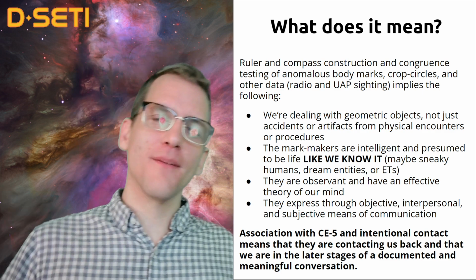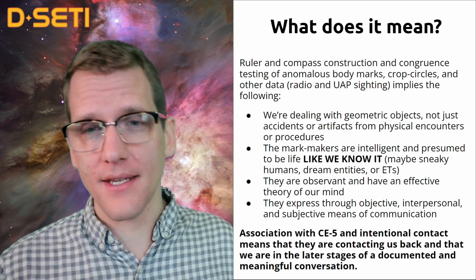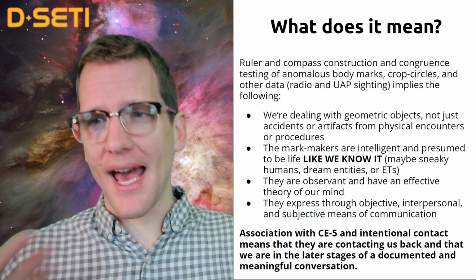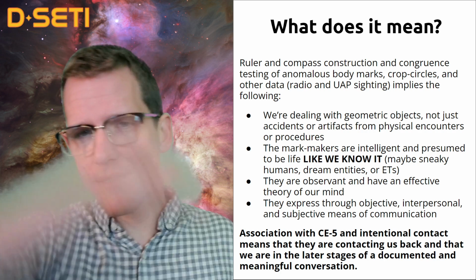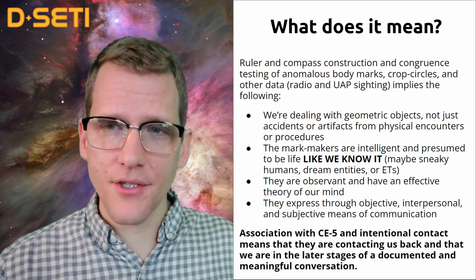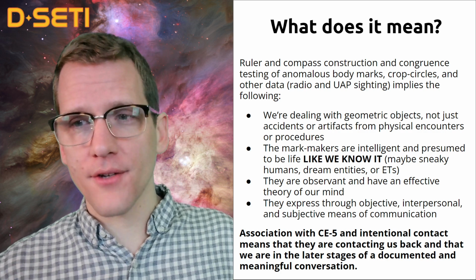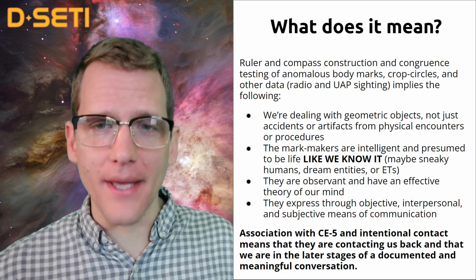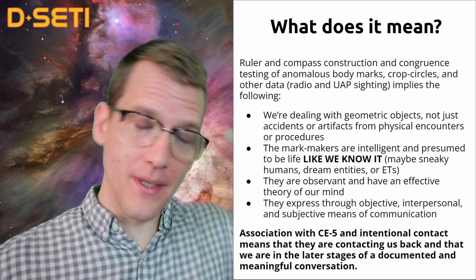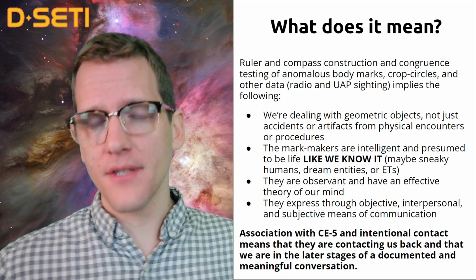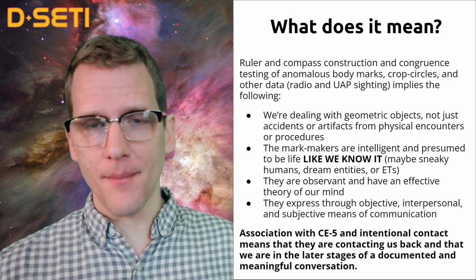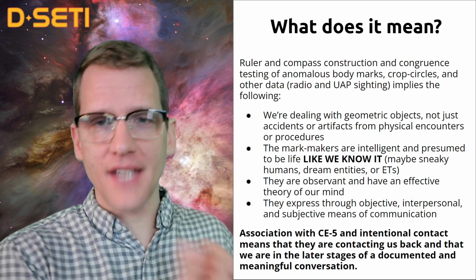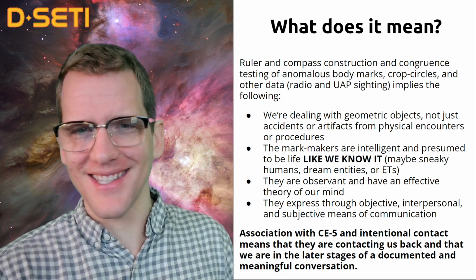Well, ruler and compass method construction and congruence testing of these anomalous marks of the crop circles means that they are geometric communications, not just accidents or artifacts. There's no way, it seems, that swirling wind could produce these communications, right? We know that the mark makers are intelligent. We're presuming them to be life, and therefore their life and intelligence like we know it. They might be sneaky humans like the hoaxers, but we doubt it because those hoaxers need to explain many different anomalous phenomena. Crystallization of the ground, bending of the crops, the harmonic tones recorded within them, the psionic dreams people have, the healings that happen in these temples or whatever.